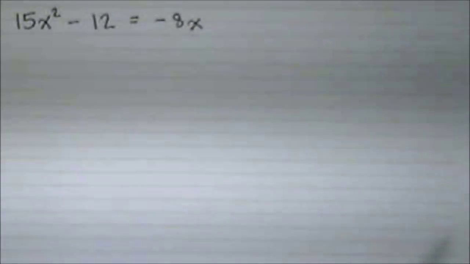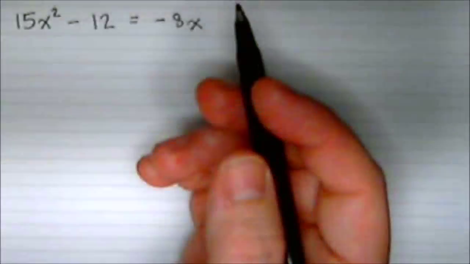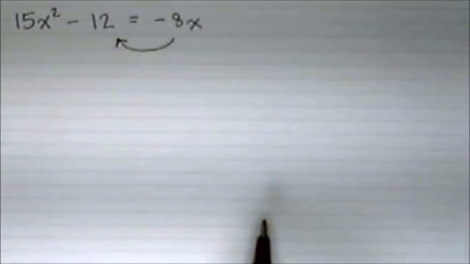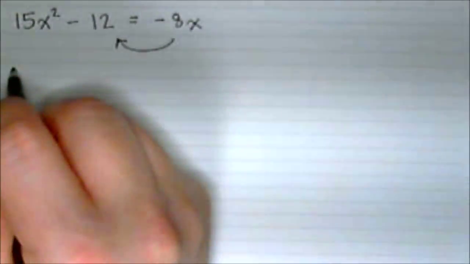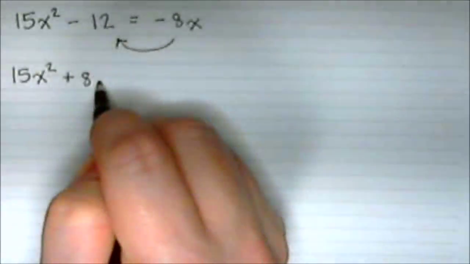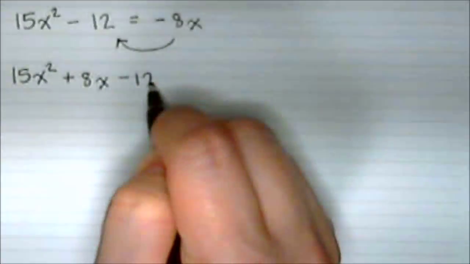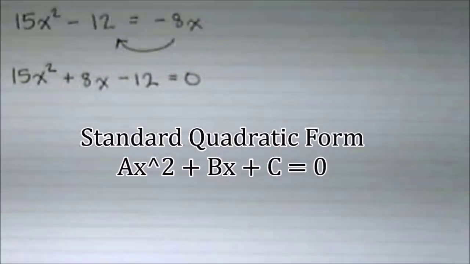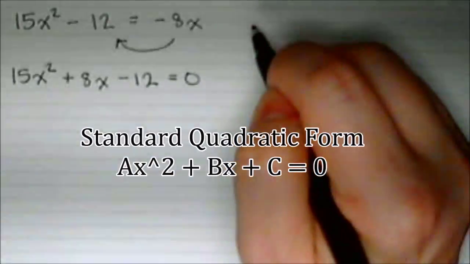When our goal is factoring, and we have both an x squared and a factor of x, we should try to get the equation in standard quadratic form. First, we should move the 8x on the right-hand side over to the left-hand side by adding 8x to both sides of the equation. This gives us 15x squared plus 8x minus 12 equals 0. Now, with the equation in standard quadratic form, we can factor.